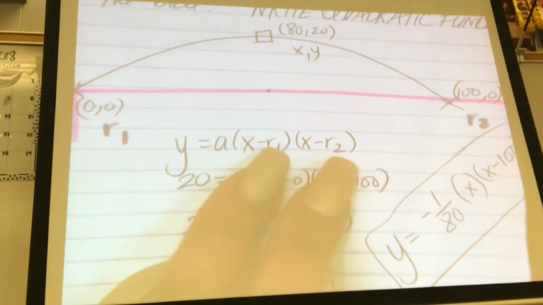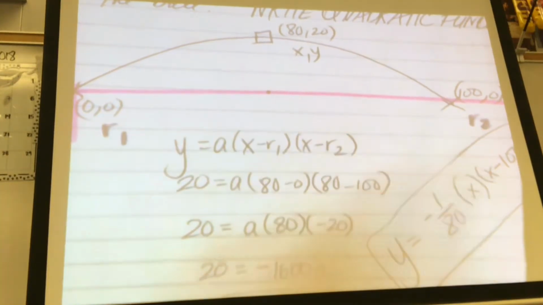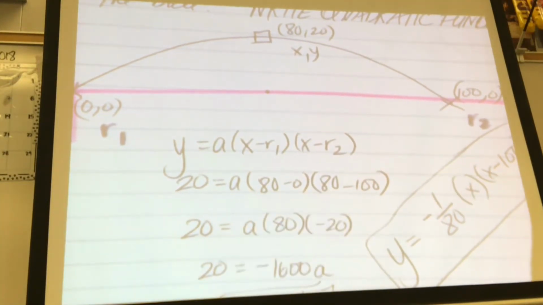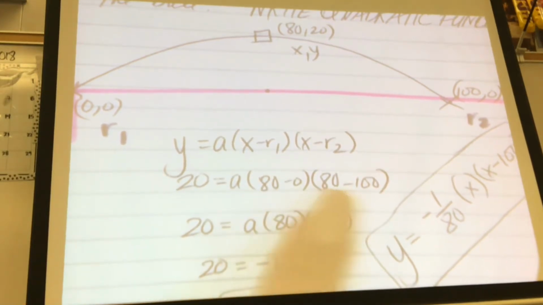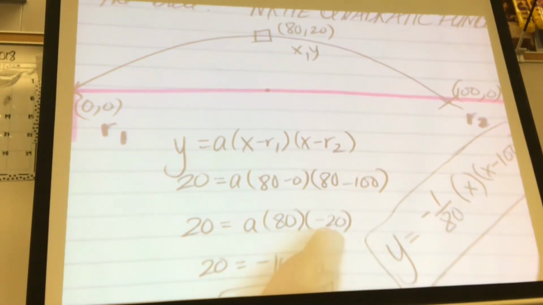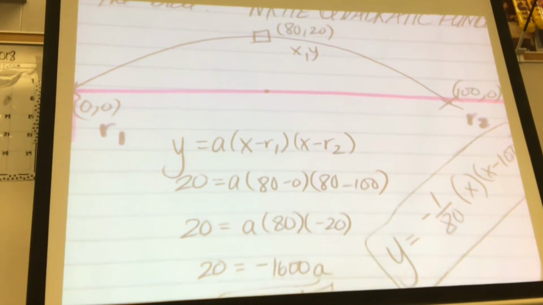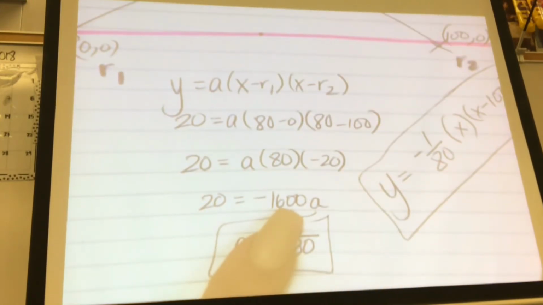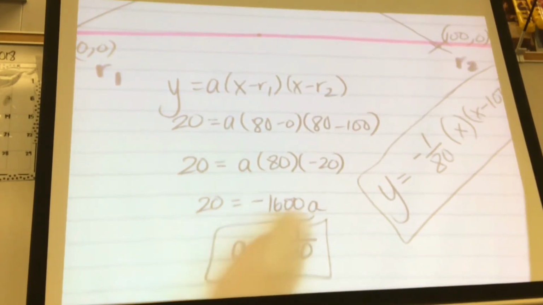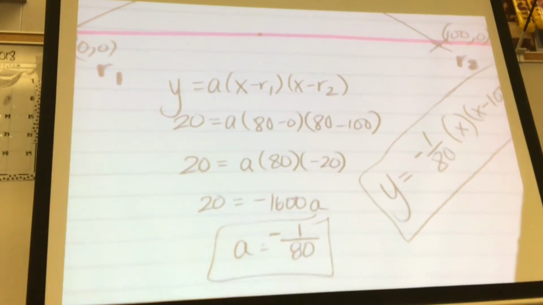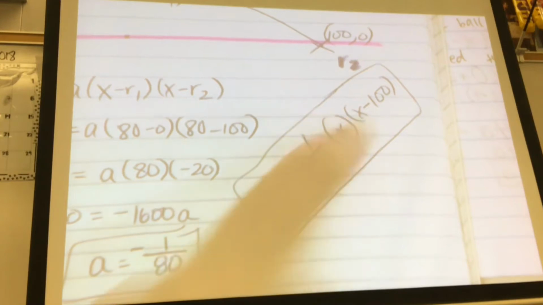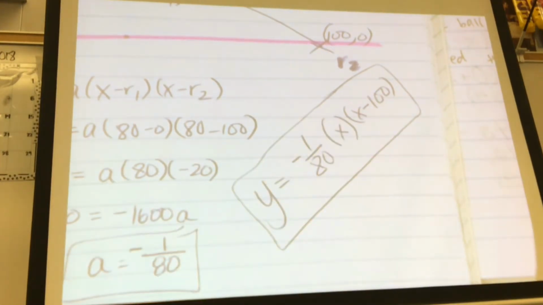Aldo? 0 and 100. I plug and chug. 80 minus 0 is 80. 80 minus 100 is negative 20. I multiply these two numbers together. I get negative 1600 equals 20. I divide and I reduce and I get my A as being negative 180. So my final answer is Y equals negative 180 times X minus 100.